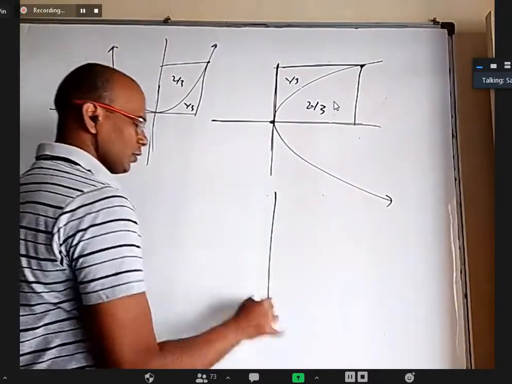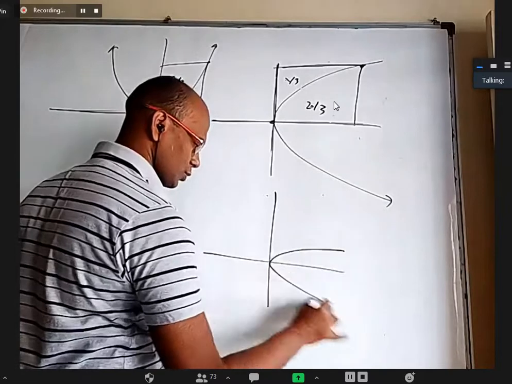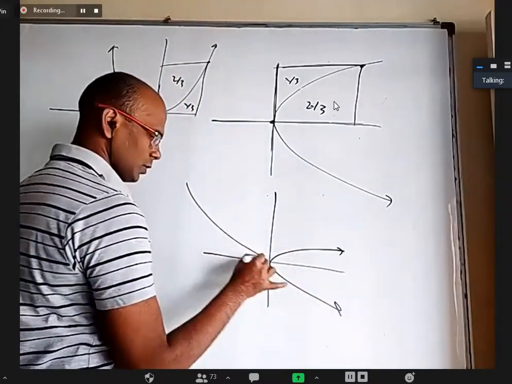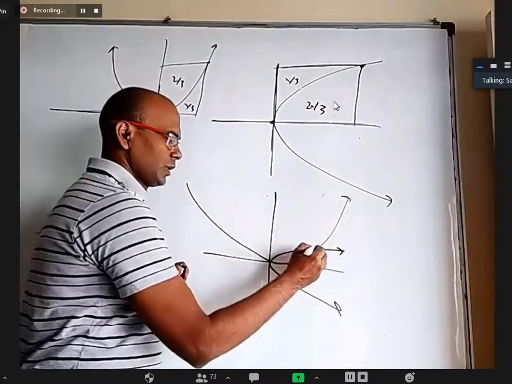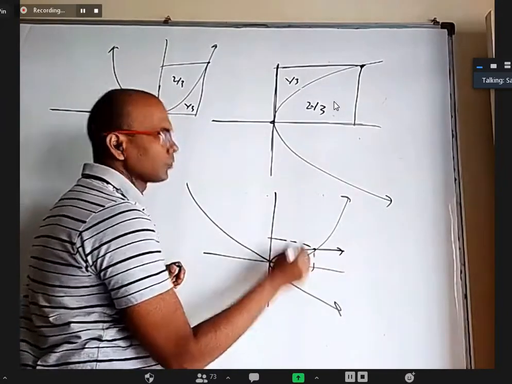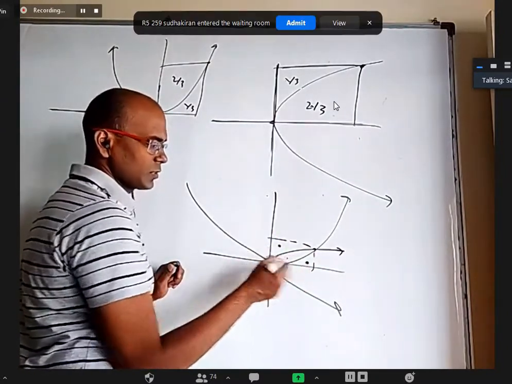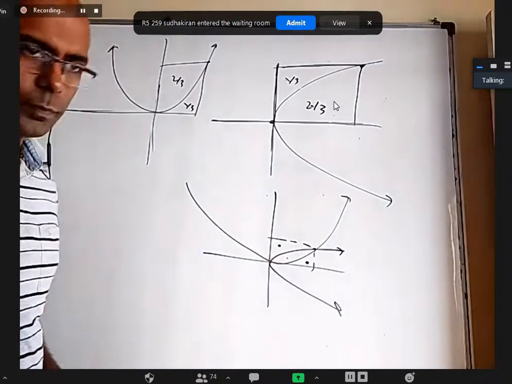Now, when I have two parabolas like this and like this, when I take this and join, this will be 1/3, this will be 1/3, this will be 1/3. That is 1:1:1. Okay.